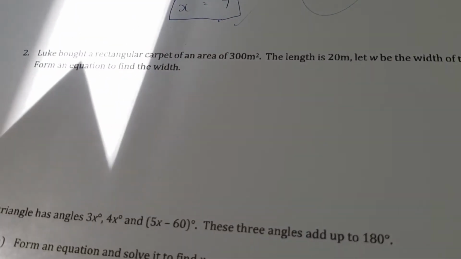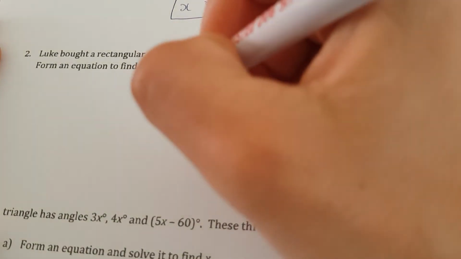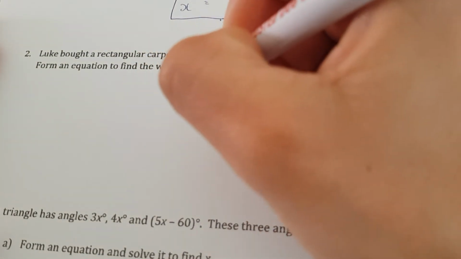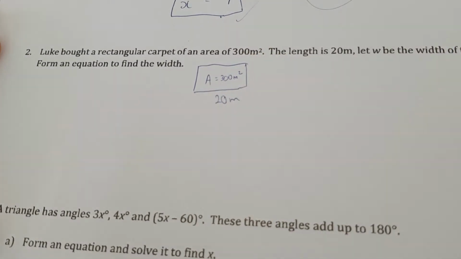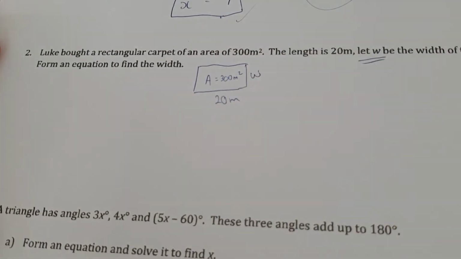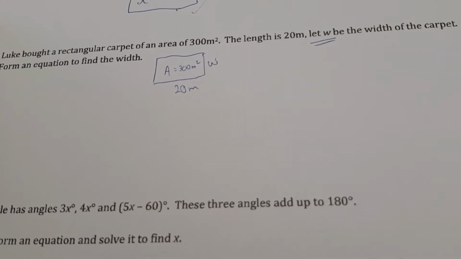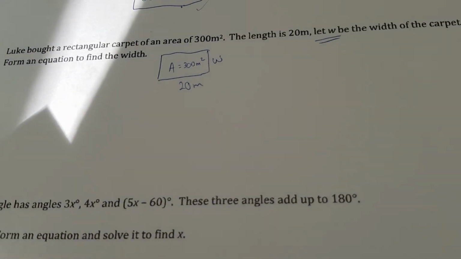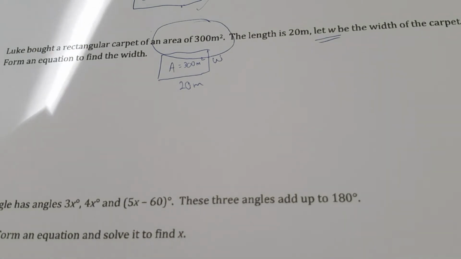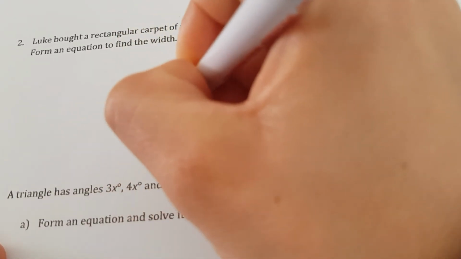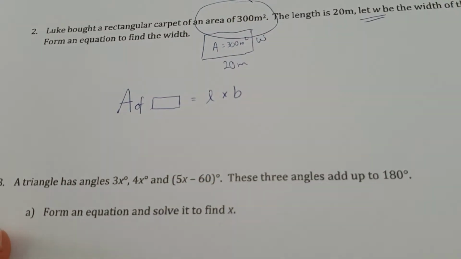Question B. Question 2. Luke bought a rectangular carpet of an area 300 meters squared, and I prefer to sketch a diagram. Rectangular carpet, the area is 300 meters squared. The length is 20 meters and the width is going to be W. It says it over there. Okay? I need to form an equation to find the width. Now, form an equation with the only hints you know. The only hint I know over here is the area. And what do we know about the area of a rectangular carpet? We know that the area of a rectangle is length times breadth. And that is the hint we're going to use.